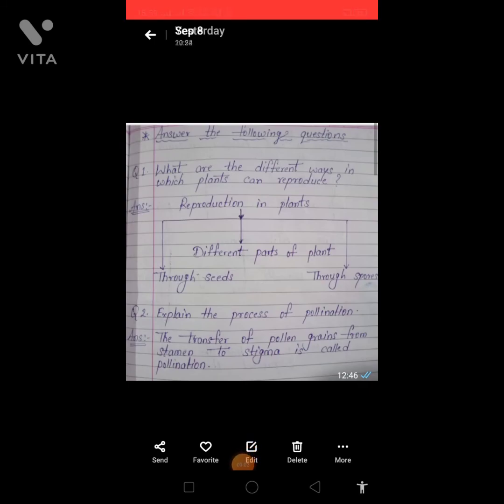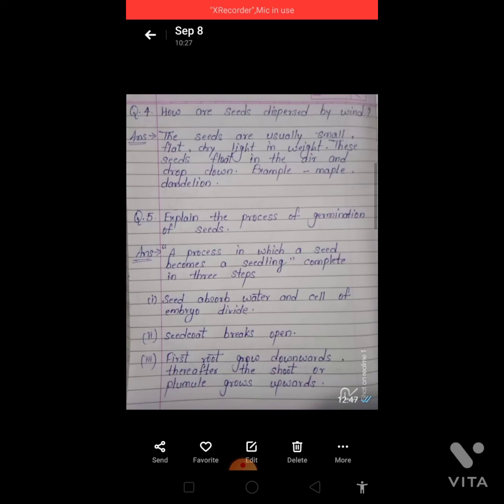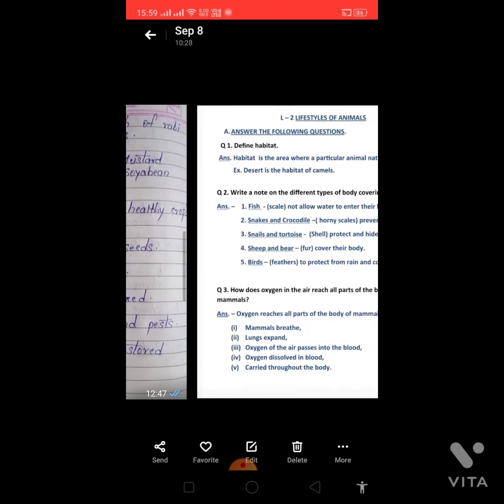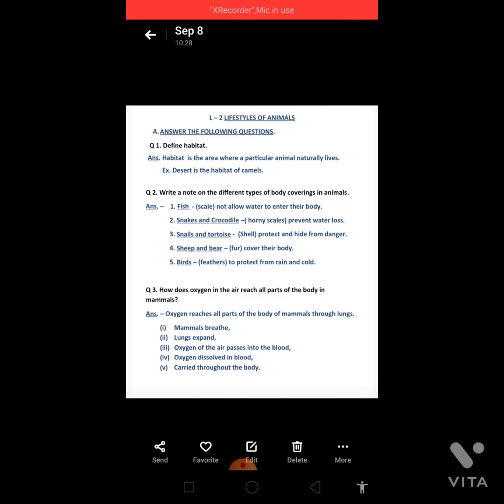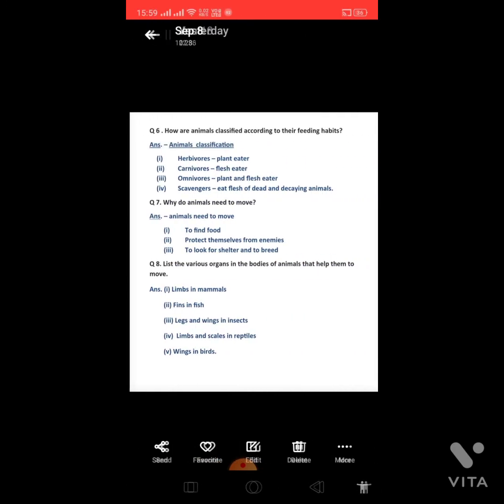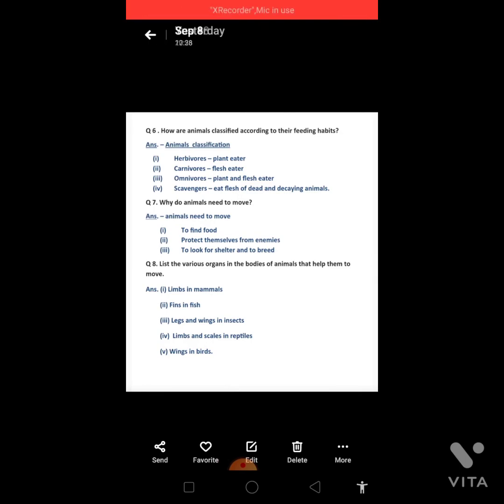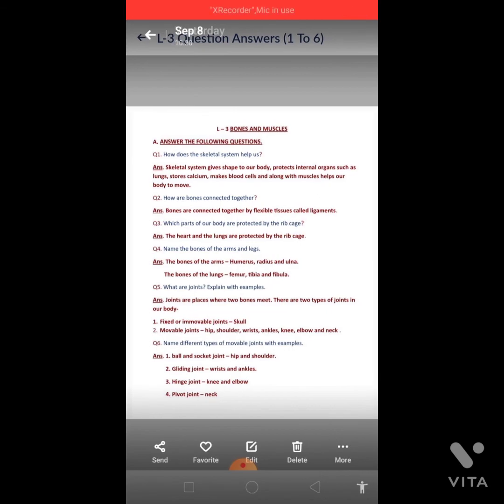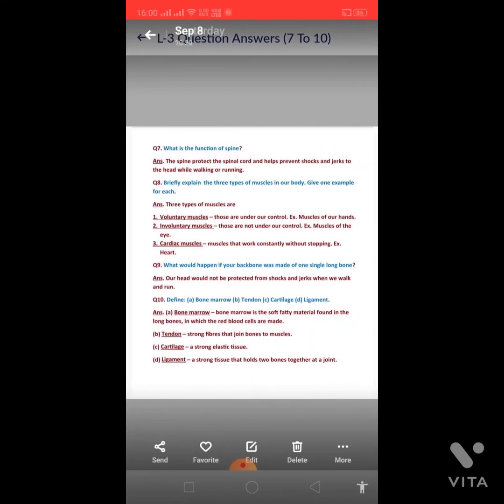My dear children, you all know that from lesson number 1 there are a total of 10 question answers which you have already written in your science fair notebook. So you just have to prepare these question answers from your notebook. Okay, from lesson number 2 you can see there are a total of 8 question answers. You just have to revise from your notebook. And from lesson number 3 there are a total of 10 question answers. You just have to prepare from your notebook. Okay, so I hope you can easily understand.